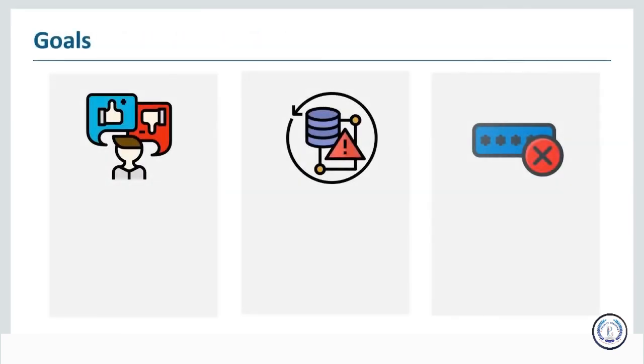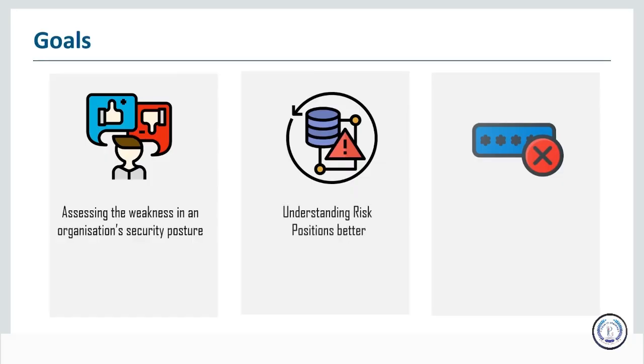So what are the goals of penetration testing? The goals would be to assess weaknesses in an organization's security posture. You want to figure out where they're vulnerable so that they can go and fix these problems. You want to help them understand their risk positions better and what they can or may be able to do to mitigate those risks. And ultimately, you want to be able to access systems in a particular way to find weaknesses. So those are really the goals of penetration testing.